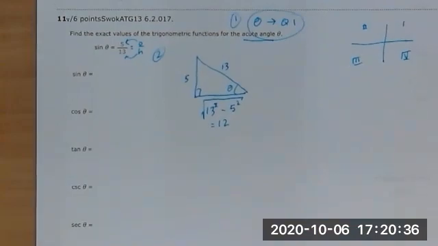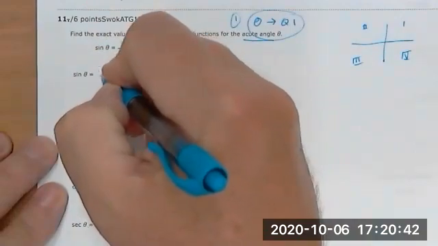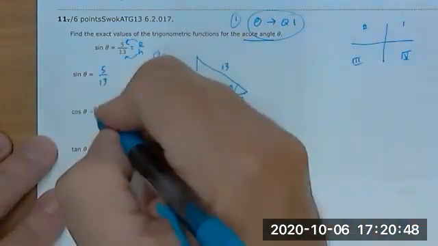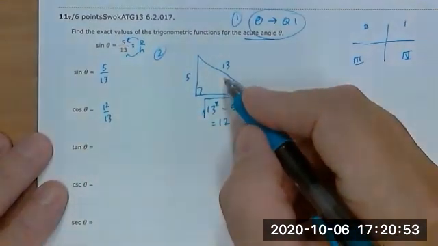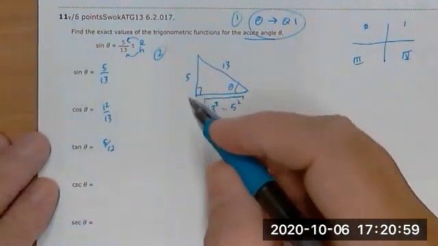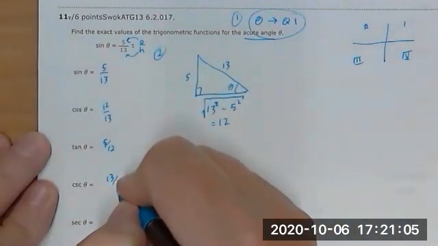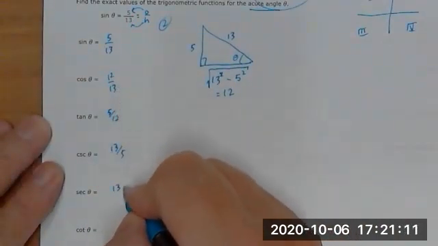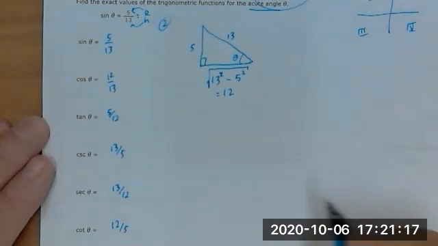Now I just have to apply my definitions of trig functions. Well, they've already given me sine up here. I don't have to do that. I could do it. Cosine, so CAH, adjacent over hypotenuse. TOA, tangent, opposite over adjacent. Now, cosecant is just the reciprocal of the sine, so 13 over 5. Secant is a reciprocal of the cosine, 13 over 12. And cotangent is a reciprocal of the tangent, 12 over 5.